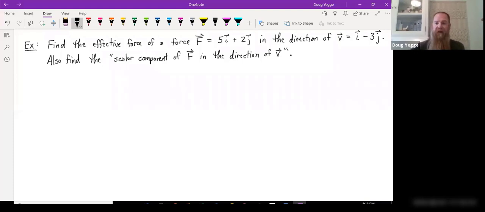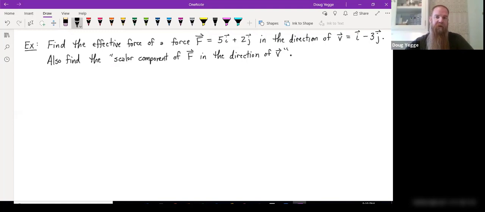Let's take a look at an example relating to the projection that we just learned. Now the projection, keep in mind, is just an application involving the dot product. So just like finding an angle between two vectors is a use of the dot product, finding a projection is also a use of a dot product. And so we've got two different questions here.